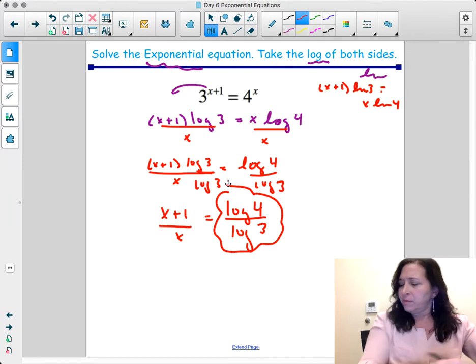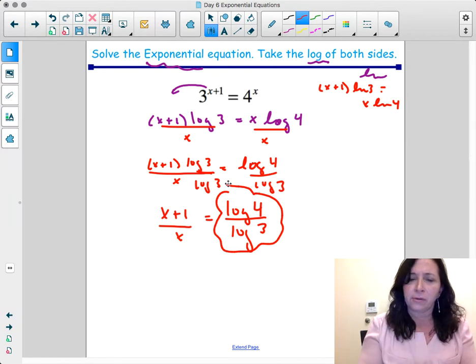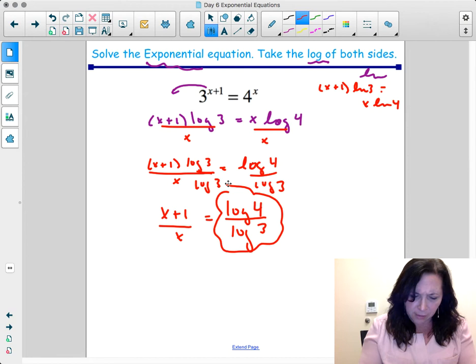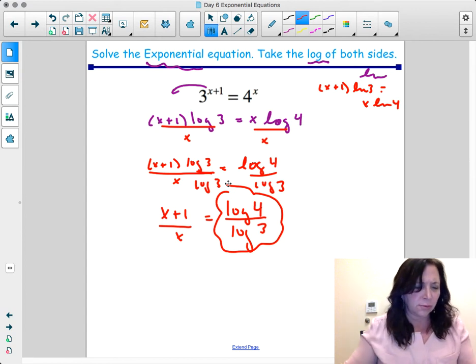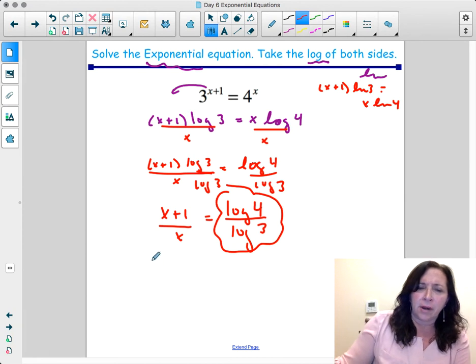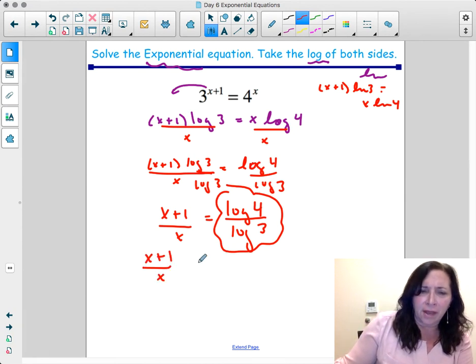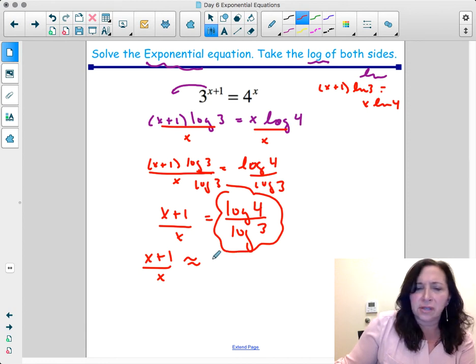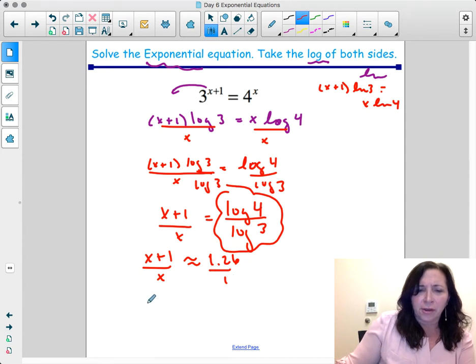Let me see. I don't have a calculator with me, so I'm going to use my cell phone real quick. I'm going to say log of 4, and I'm going to divide that by log of 3 and get an answer of 1.26. If I do that right on my phone, I'm going to get x plus 1 divided by x is about 1.26. And then you're going to cross multiply. You're going to go 1.26x is equal to x plus 1.